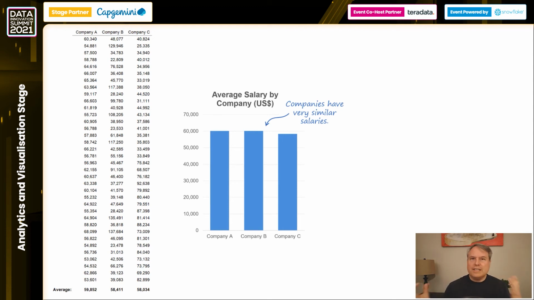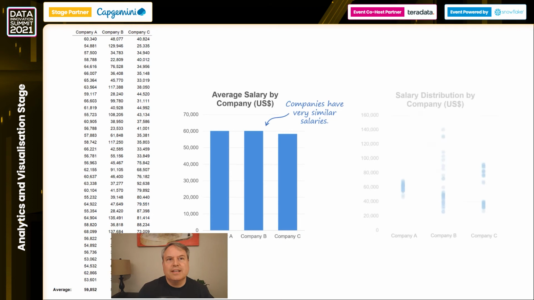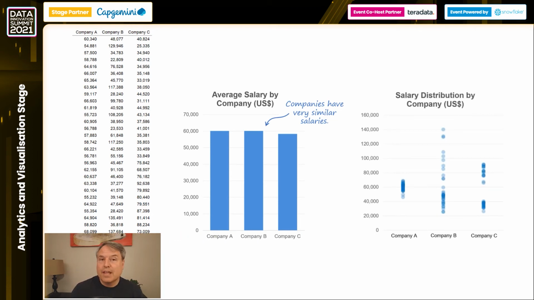But then some old geezer like me with gray hair comes along and says, just to be on the safe side, let's try and visualize this as what's called a strip plot. And so in this case, we're actually seeing the individual salaries. Each one of these points is an employee salary. Whoa.